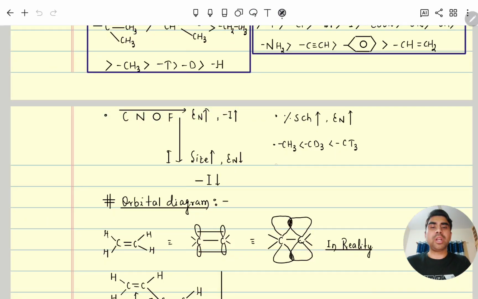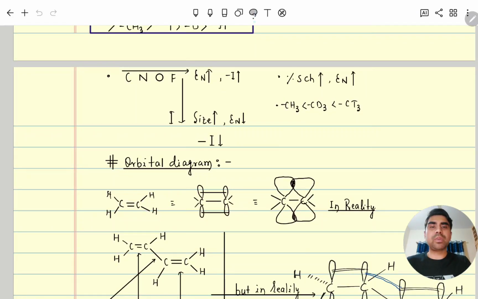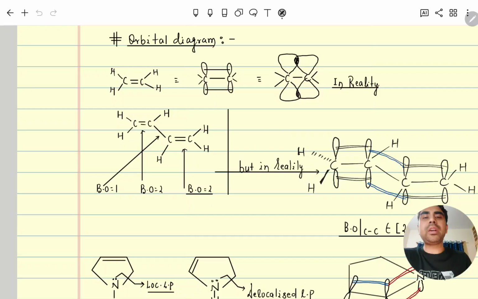Next, moving further, the orbital diagram is very important. Here also you can see one thing, that CH3, CD3 and CT3. So CT3 has more donating tendency than CH3. As I told, its bond length is more, so electron density is more dispersed. Electron density dispersed means tendency to give will be less, whereas here tendency to give is more.